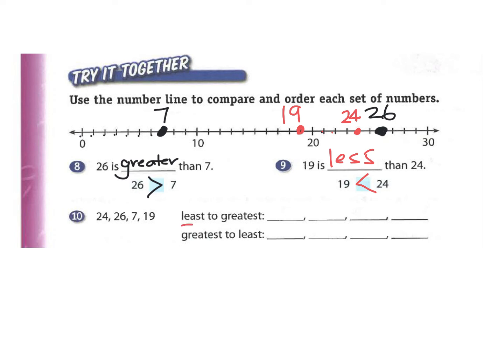Now we have to do number 10, least to greatest. The lowest one is 7. Then we have 19. And then the 24 and 26 both have a 2 in the tens, but we can see up here on the number line, it goes 24, then 26. So we can write 24, 26. And then we just go down the other way on the number line. We start with the greatest, 26, then 24, then 19, then 7.